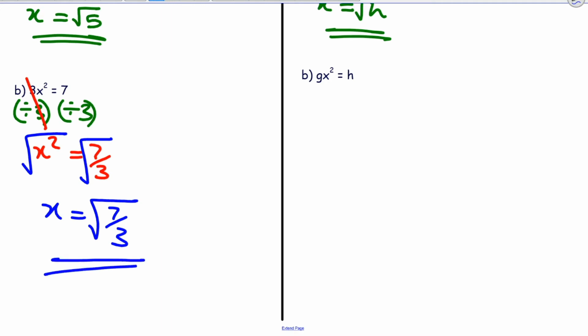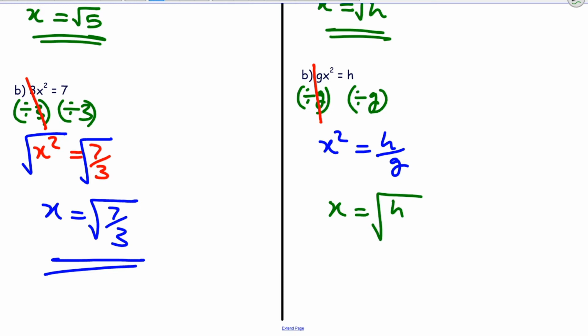Okay. Next, we can apply the same process on this question. So start by dividing by g on each side. And g divided by g will be equal to 1. So what we end up with is x squared is equal to h over g. And the opposite of squaring is square rooting. So square root of h over g will be equal to x.